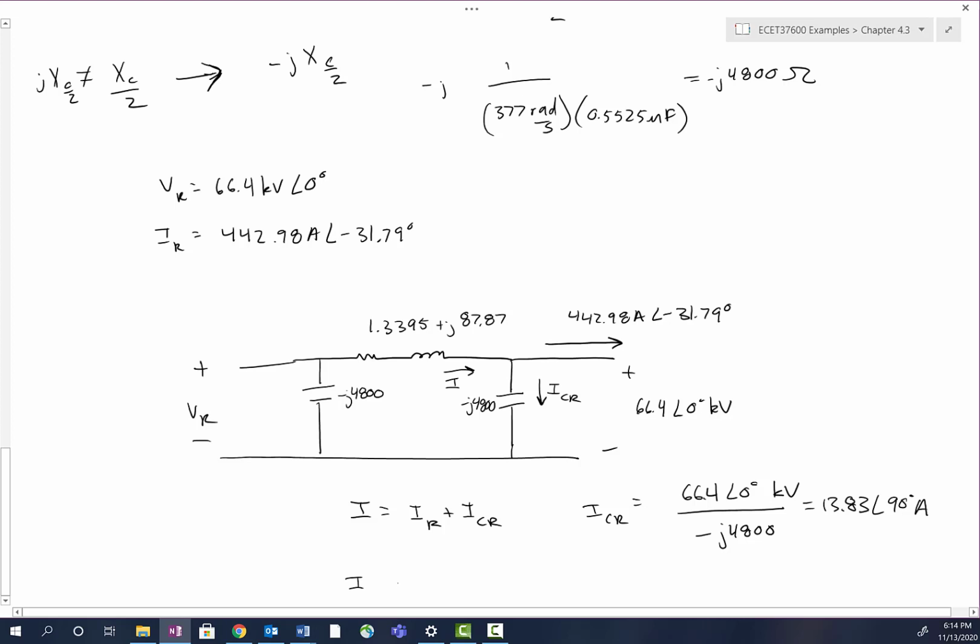That means total current is 442.98 angle negative 31.79 plus 13.83 angle 90, and that's going to give us a current through the RL branch of 435.9 at an angle of negative 30.2 degrees amps. So that's that current right there, I.